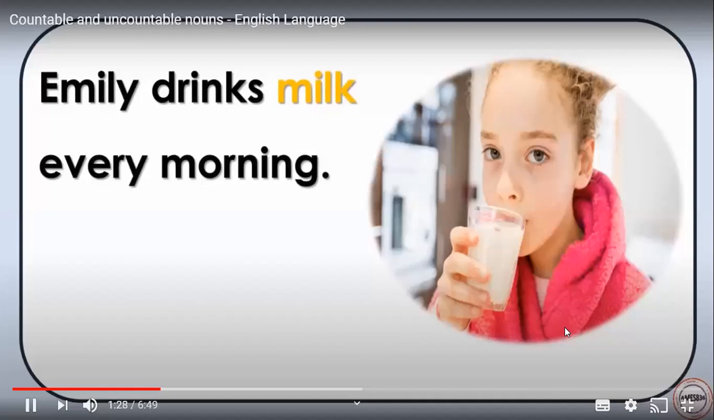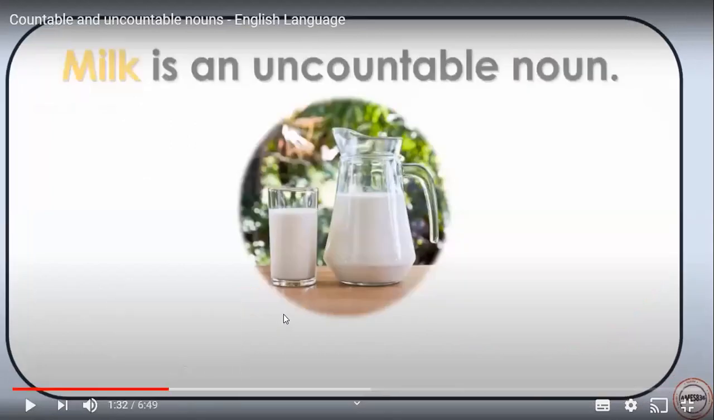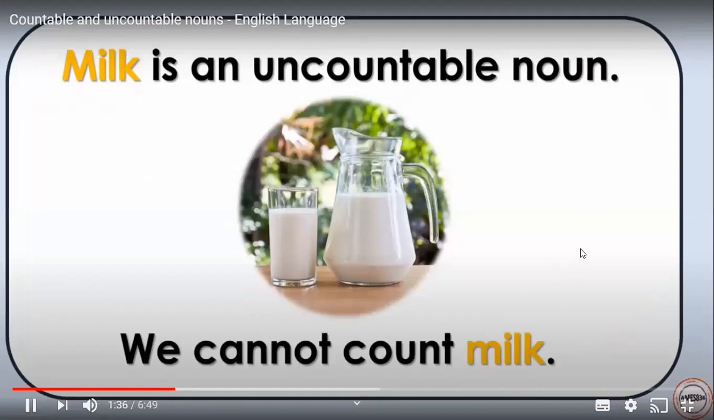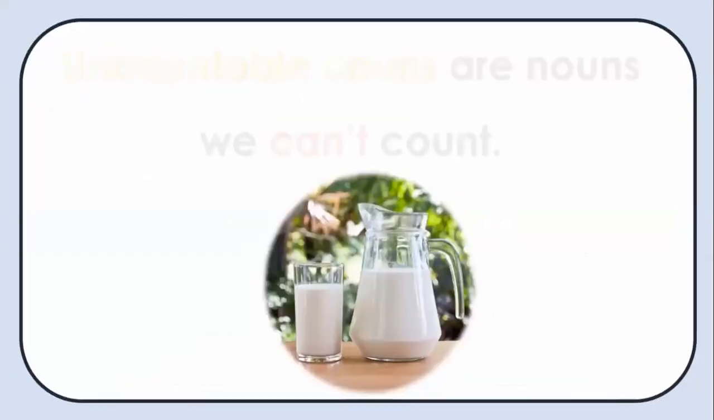Emily drinks milk every morning. She likes milk. Milk is an uncountable noun. We cannot count milk. Remember, then we have uncountable: a noun that cannot be counted. Milk. You cannot say a milk or ten milks. No, it's impossible.